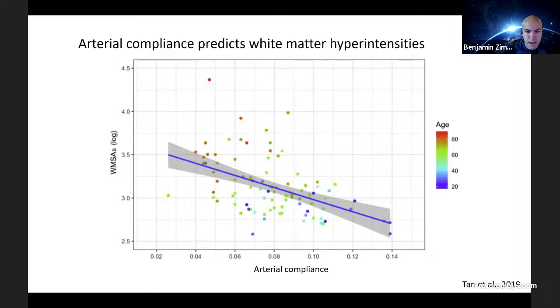There's another MRI measure of white matter health, which is the load of white matter signal abnormalities, or WMSAs. These reflect small lesions in the white matter of the brain that are thought to be indicative of microvascular damage. And we see that the higher your arterial compliance is, the lower number of these white matter abnormalities we see as well.